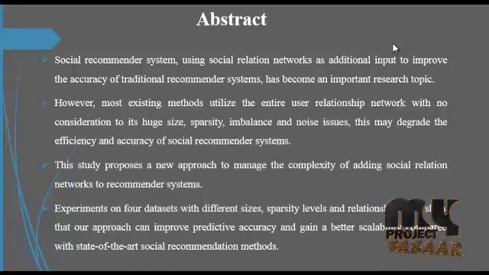This study proposes a new approach to manage the complexity of the additional social network in recommender systems. Experiments on 4 datasets of different sizes, sparsity levels, and relationship types show that the approach can improve predictive accuracy and gain better scalability compared with state-of-the-art social recommender methods. Recommender systems are used to assist users in making choices among various alternatives. Their goal is to understand user preferences and make suggestions on appropriate actions.